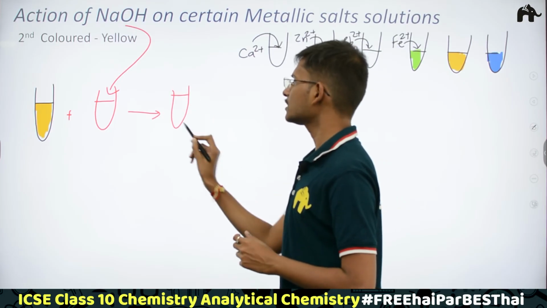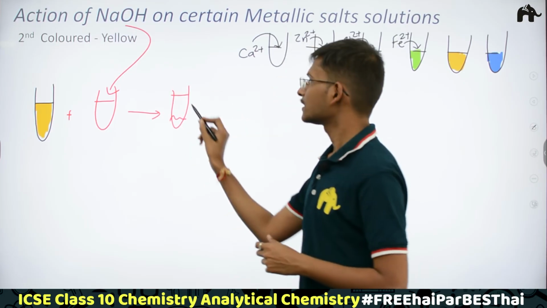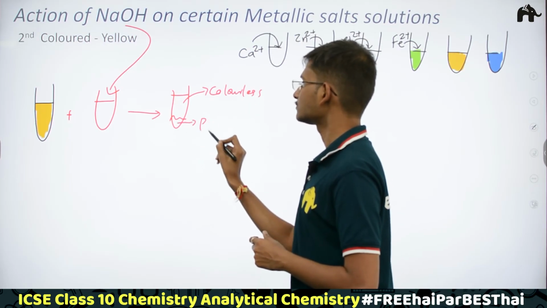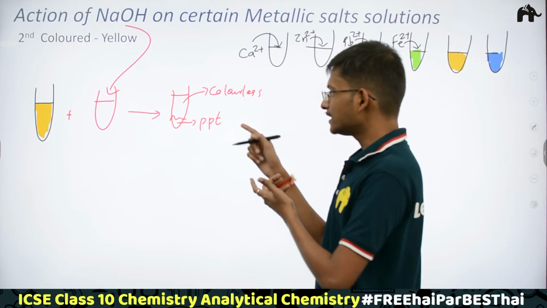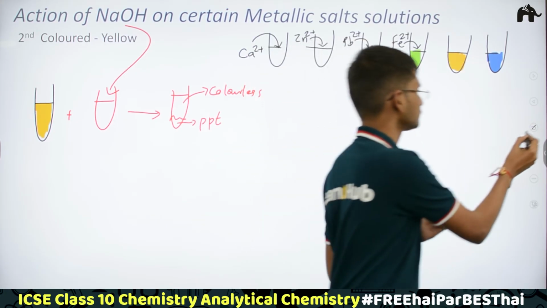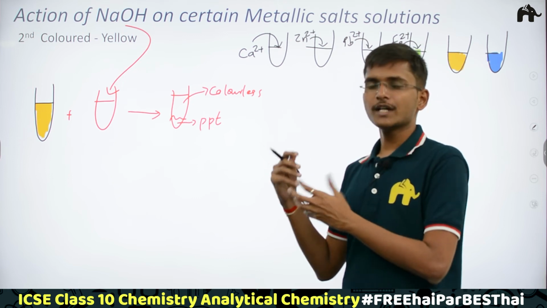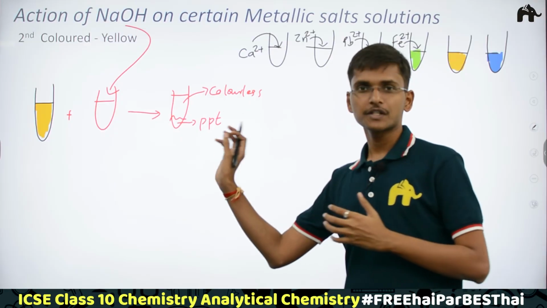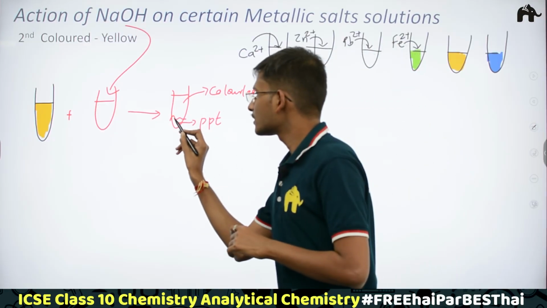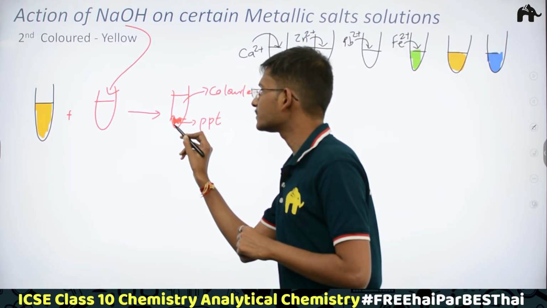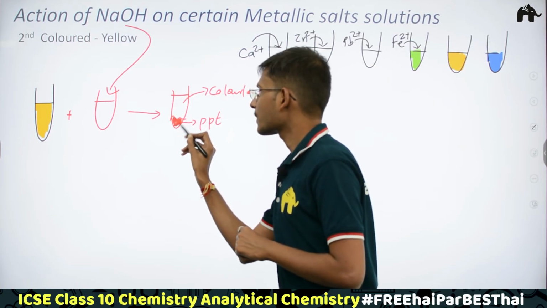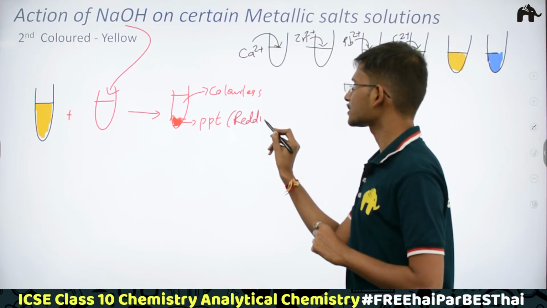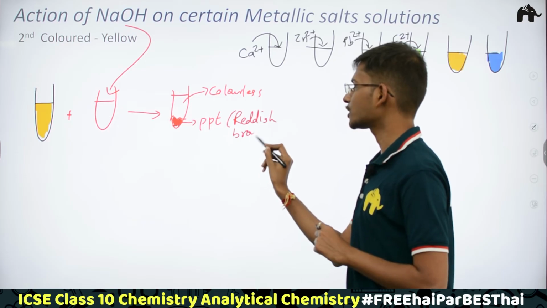What are we getting? We are getting a colorless solution with a precipitate. Now this precipitate is having which color? You can guess. Yes, you might go wrong, but it is actually having some darker shade of yellow. It is not that yellowish. It is a reddish brown precipitate. Very simple, reddish brown, and you have to remember this color as well.